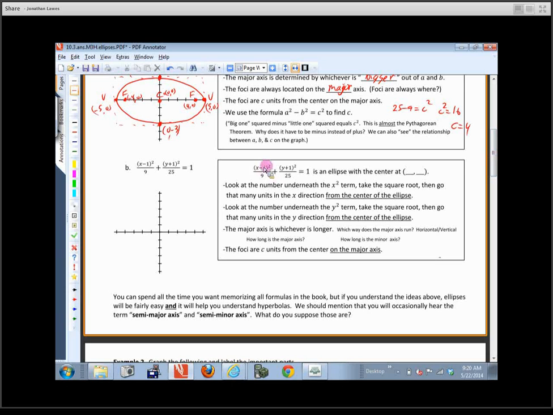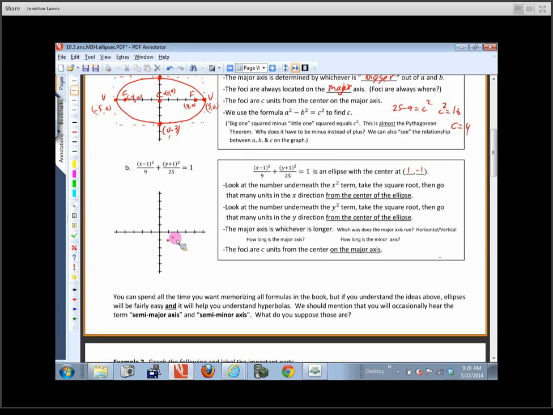So we take the opposite of this number right here. It's going to be centered at 1. Opposite of this number right here, negative 1 for the y. So I'm going to go over 1 and down 1. So there's the center.